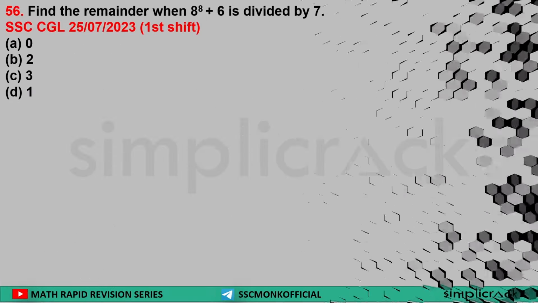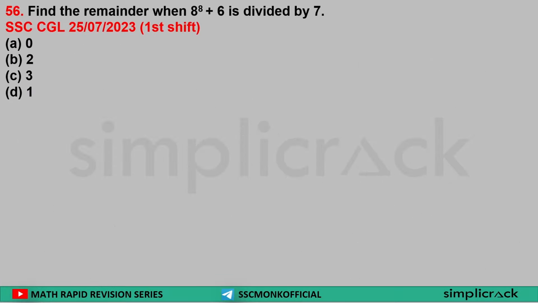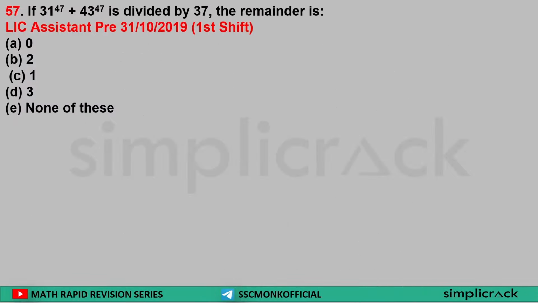Next. Find the remainder when 8 to the power 8 plus 6 is divided by 7. Now, sir, 8 to the power 8 can be written as 7 plus 1 to the power 8, plus 6, divided by 7. 7 is divisible, 1 to the power 8 remains. So the remainder will be 1 plus 6. 1 plus 6 is equal to 7. So it is completely divisible by 7, the remainder is 0. Clear? Sorted? Next. 31 to the power 47 plus 43 to the power 47 is divisible by 37.